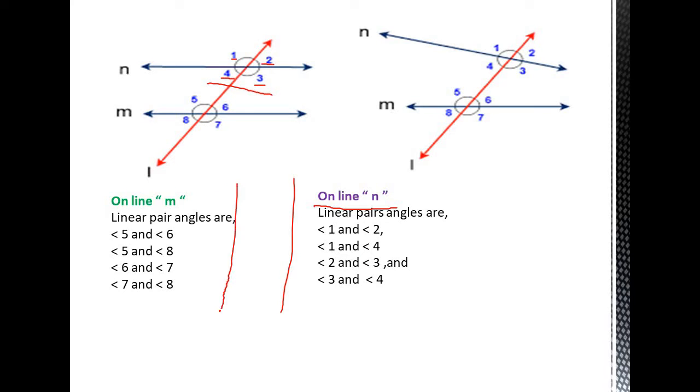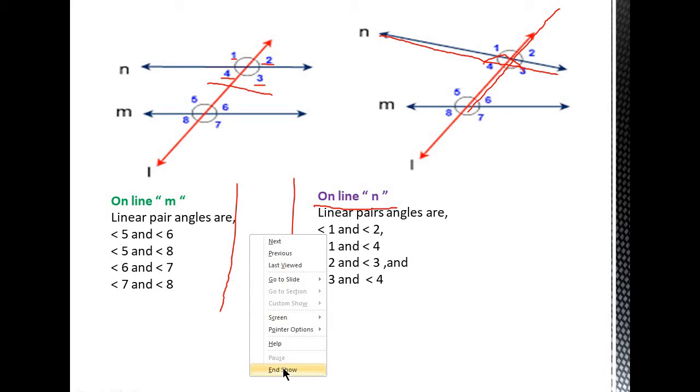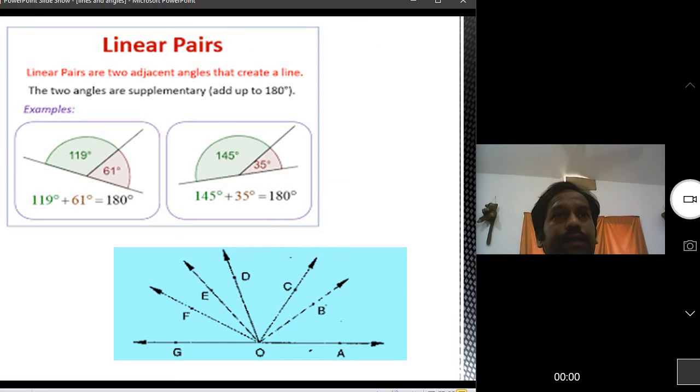Likewise on line M also I have written. Whether the lines are parallel or non-parallel doesn't matter. If I am discussing a linear pair, there should be a straight line, there should be a ray, and then the adjacent angles sum to 180 degrees. This is called a linear pair, and in this class today we'll discuss this topic only. I have made one video, I think you should watch that. Here is that video.